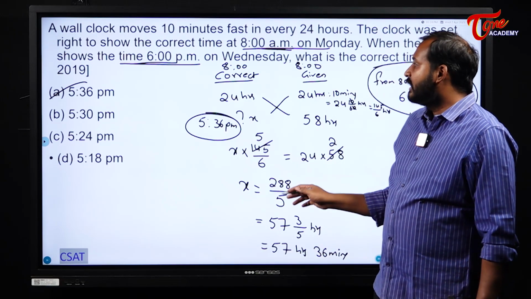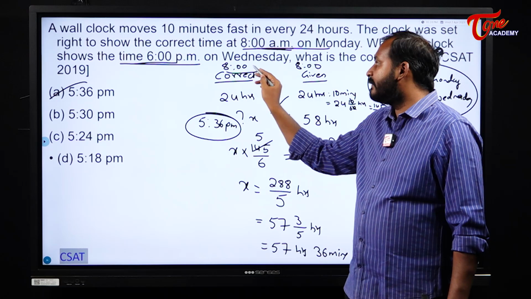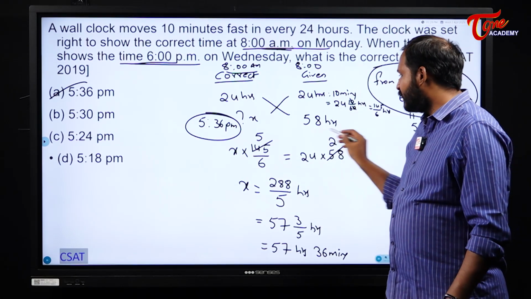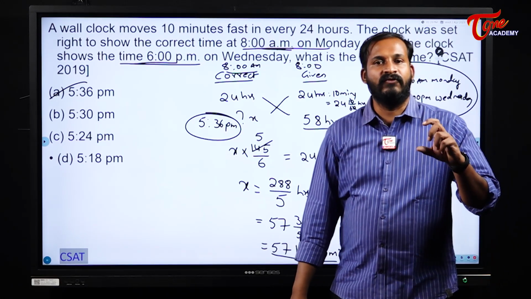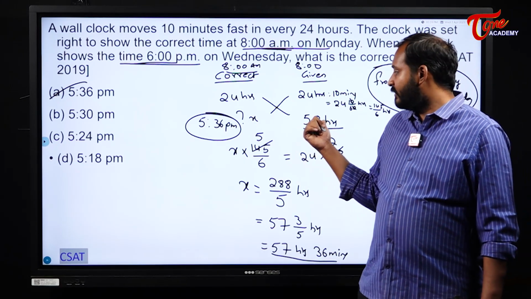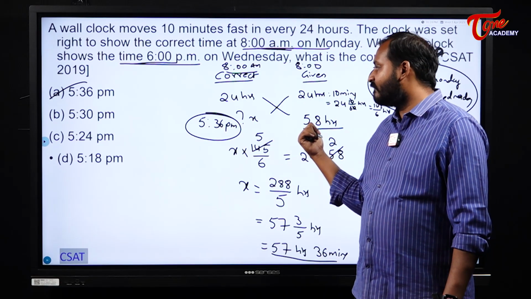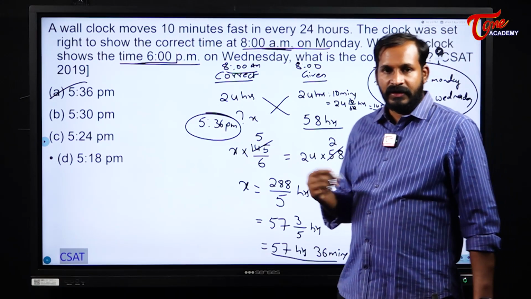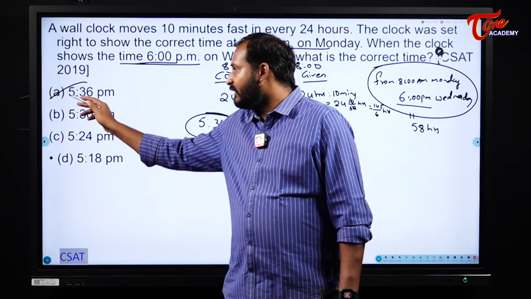See here students, either you can add 57 hours 36 minutes to 8 a.m. on Monday, and you will get the same answer. Or else, in the wrong clock it runs 58 hours, right? In the correct clock 57 hours 36 minutes. That means 24 minutes lesser than the wrong clock. So subtract 24 minutes from 6 p.m. When you subtract it, it will become 5:36.